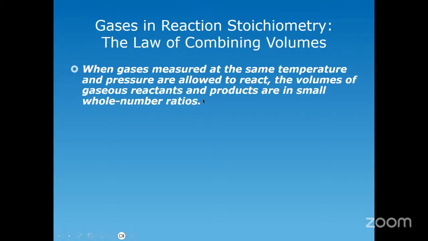So first thing we're going to talk about is this law right here, the law of combining volumes, right? And what this law says is that when gases are measured at the same temperature and pressure and they are allowed to react, the volumes of the gases, reactants and products, are in small whole number ratios, right? So this applies only to totally gaseous reactions, where all the reactants and products are gases. And what this is saying basically is that in such reactions, the ratios volume-wise between the different gases, either as reactants or products, will be small whole number ratios, provided that the temperature and pressure of all the gases are the same, all right?